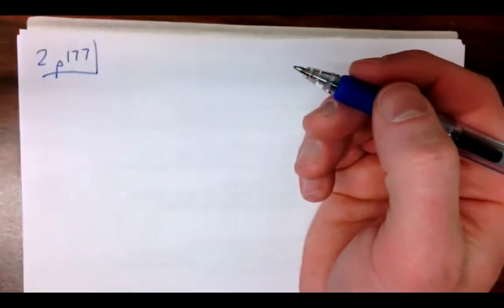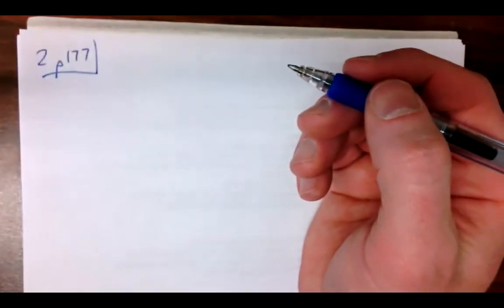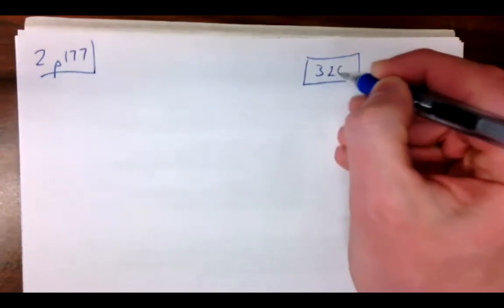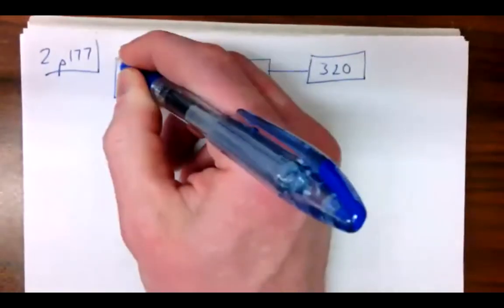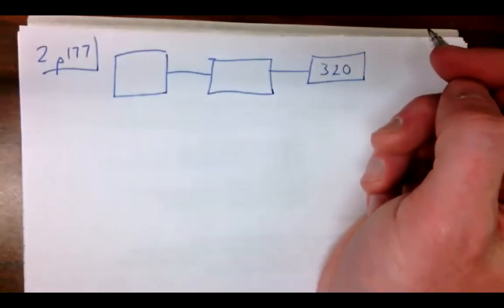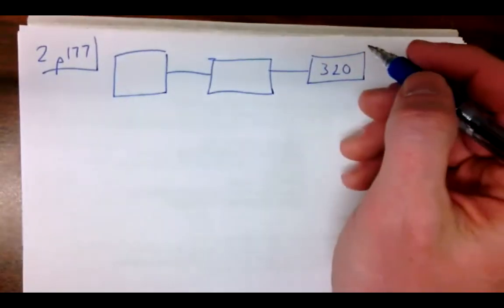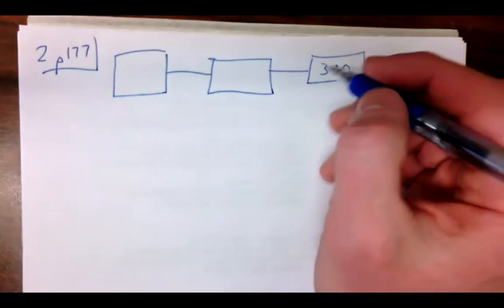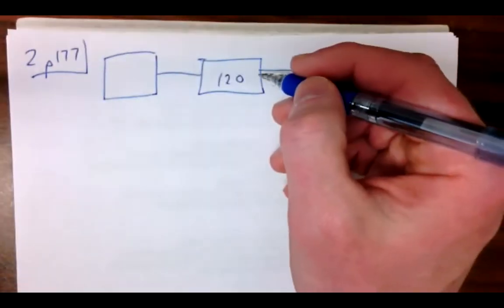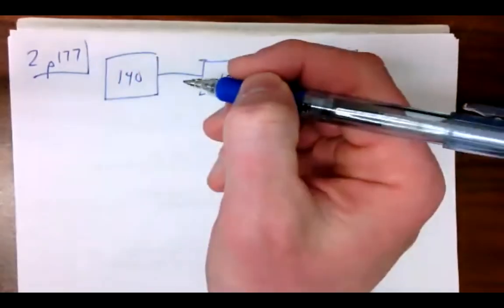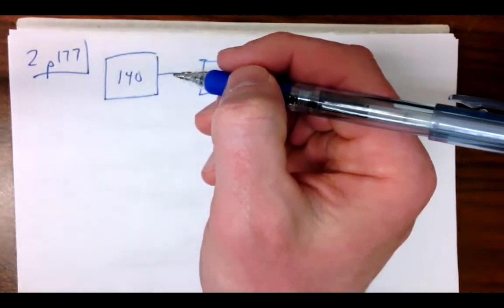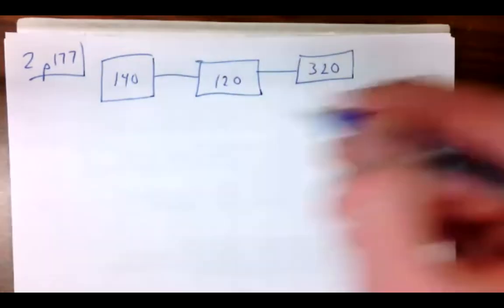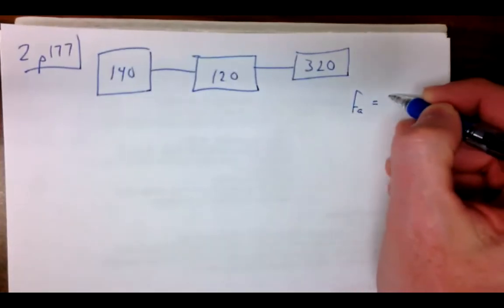The snowmobile is used to pull 2 sleds across the ice. The mass of the snowmobile and the rider is 320. Pulling 2 other sleds. The mass of the first sled behind the snowmobile is 120, and the mass of the second is 140. The ground exerts a force of 1,500 newtons forward on the snowmobile. So I'm going to say the applied force equals 1,500.